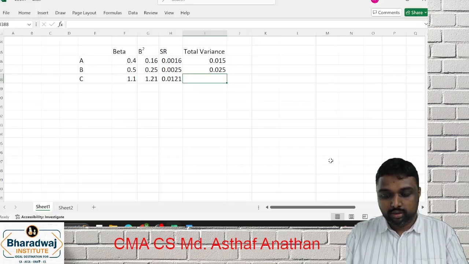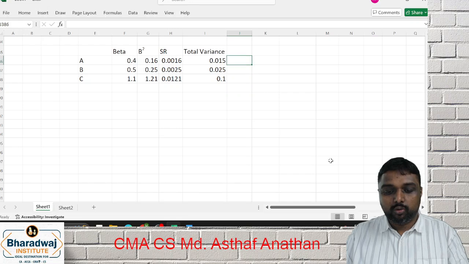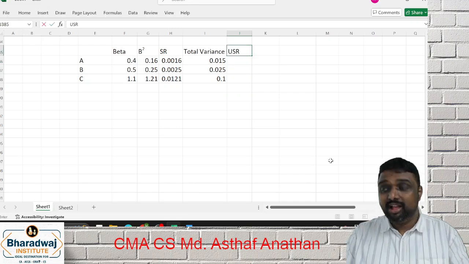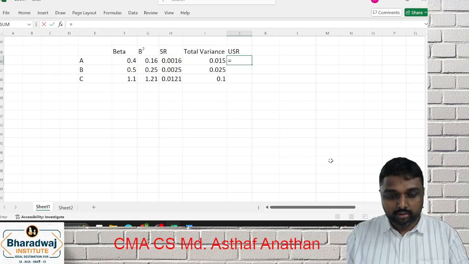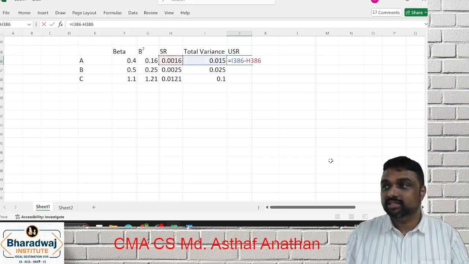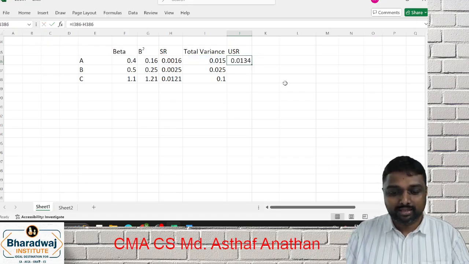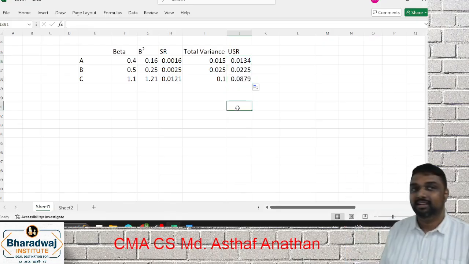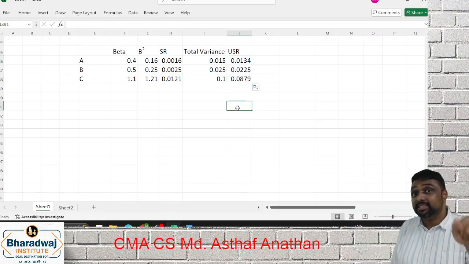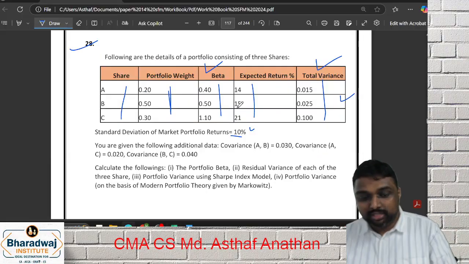0.025. 0.1. So what is the residual variance or unsystematic risk, friends? This is your total. This is your systematic. If you subtract, this is what is called unsystematic. This unsystematic is under the variance approach. So this part is over.